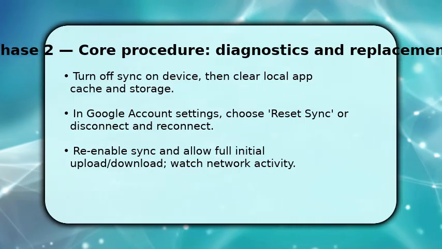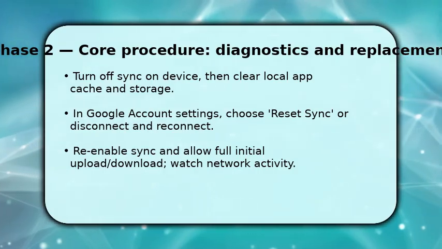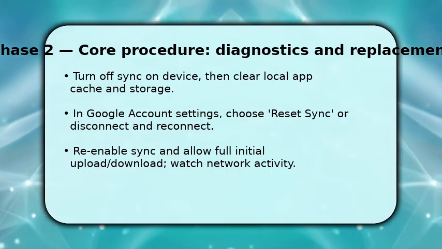Then re-enable sync and let the client perform a complete initial upload and download. Watching network activity confirms items are transferring. This eliminates mismatched entries and token issues.